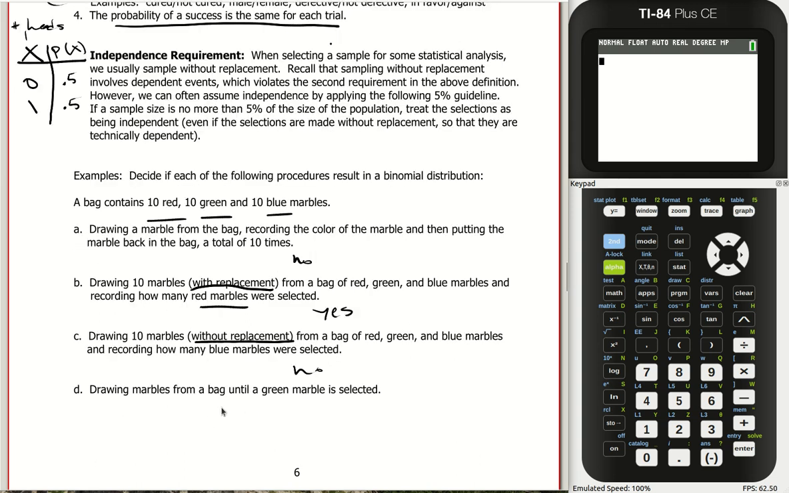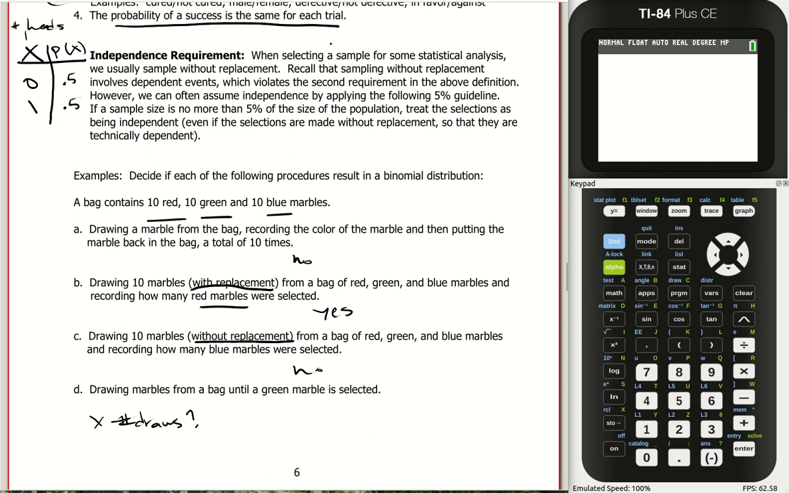Drawing marbles from a bag until a green marble is selected. So it seems like the random variable would be the number of draws. This one is not satisfying the binomial criteria that there needs to be a fixed number of trials, of course. We don't know how long we're going to be drawing until we get a green. But I want to explore, as we carry on with this binomial, this idea of probability distributions.